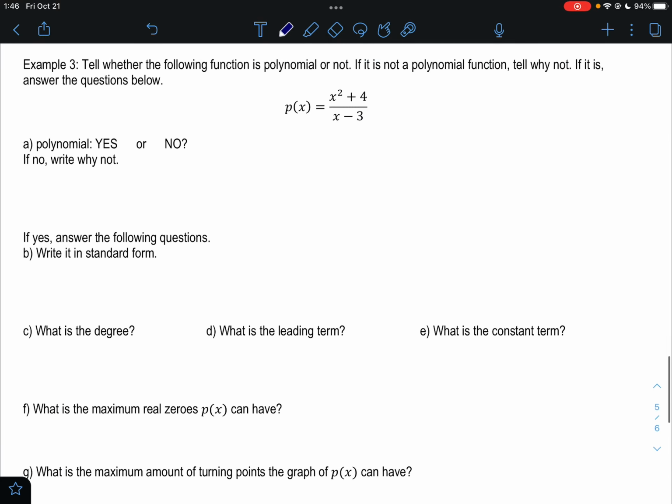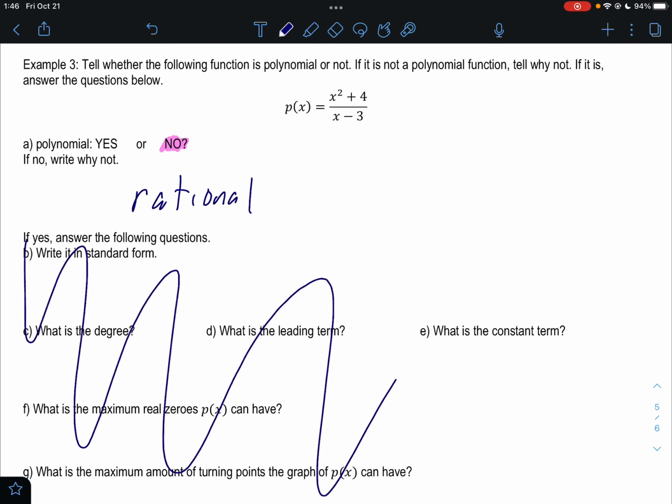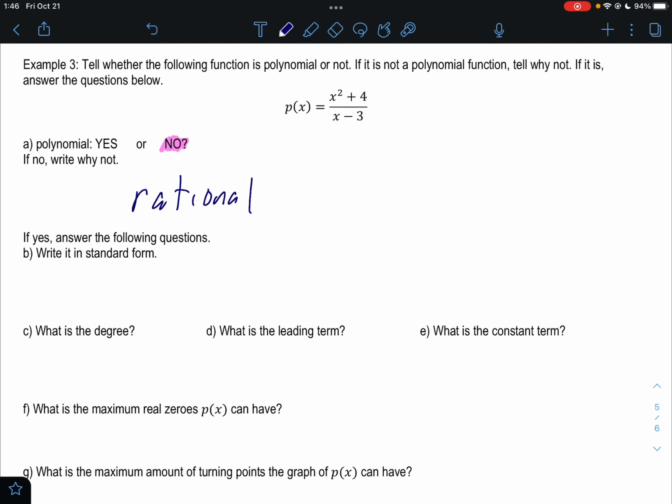Number 3, is this polynomial or not? This is not polynomial. Why? It's a fraction with a variable on the top and the bottom. That means this is going to be a rational function. So we don't have to worry about answering any of these questions here because they don't apply to rational functions the same way they do to polynomial functions.